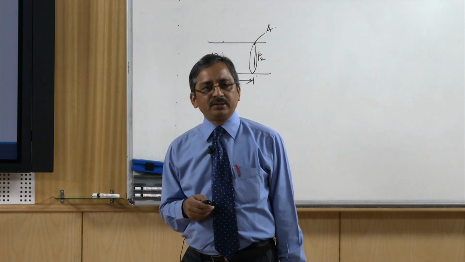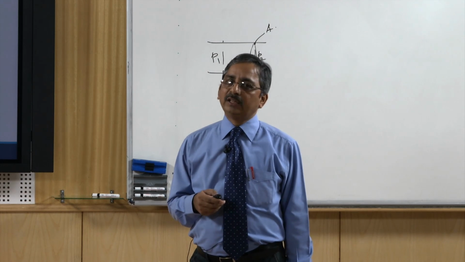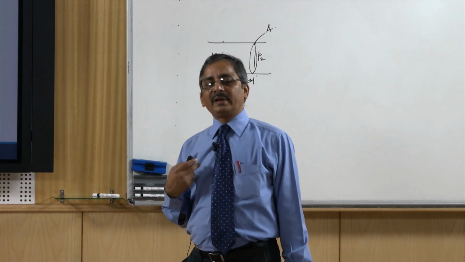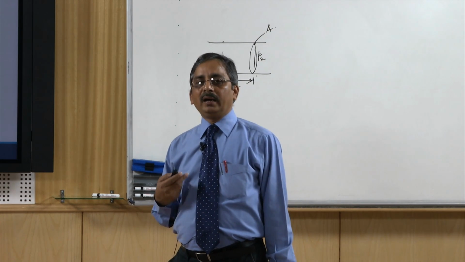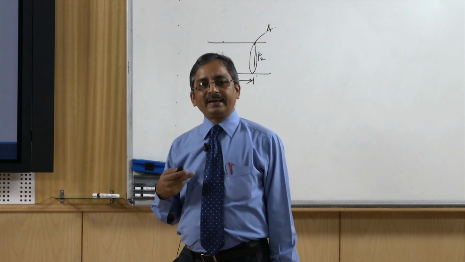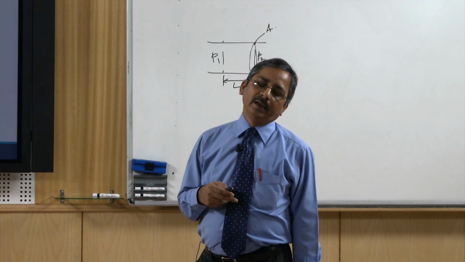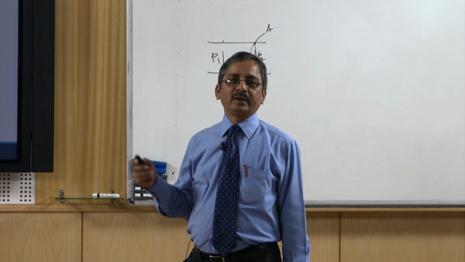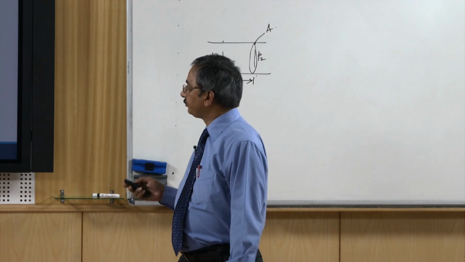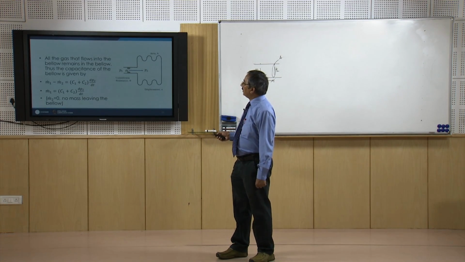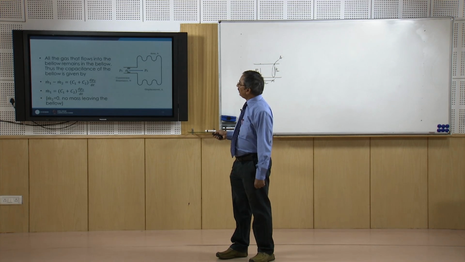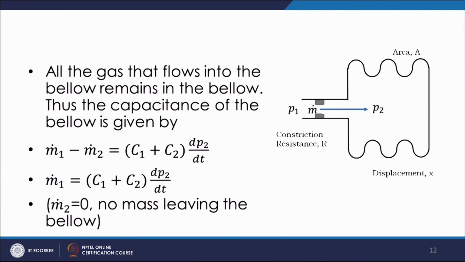I have already said to you that we are not going to consider the pneumatic inertance, and then we will combine the relationship of the pneumatic resistance and the pneumatic capacitance in order to get the system equation. Now, as we have seen, in this case all the gas that flows into the bellow remains in the bellow, because there is no way for gas to escape out of the bellow.